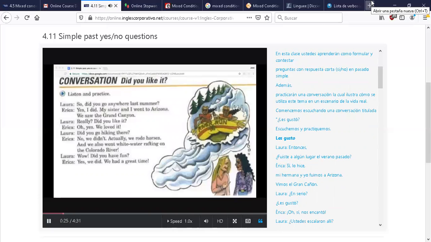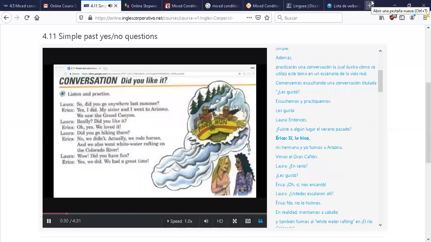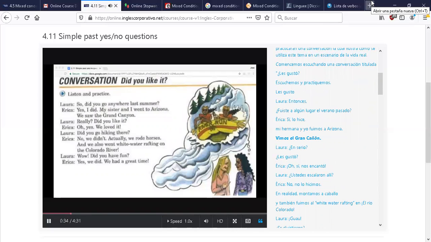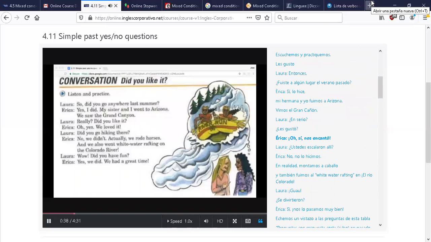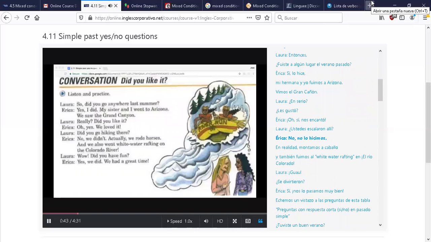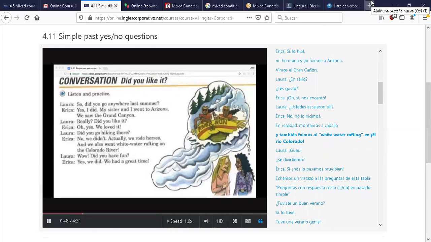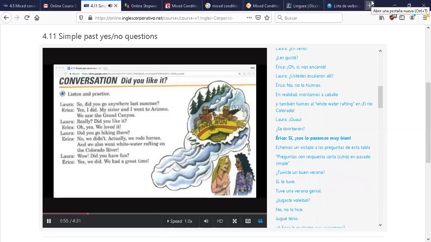So, did you go anywhere last summer? Yes, I did. My sister and I went to Arizona. We saw the Grand Canyon. Really? Did you like it? Oh, yes. We loved it. Did you go hiking there? No, we didn't. Actually, we rode horses. And we also went whitewater rafting on the Colorado River. Wow! Did you have fun? Yes, we did. We had a great time.